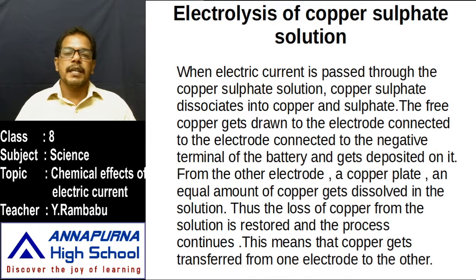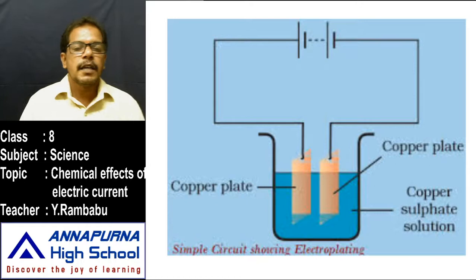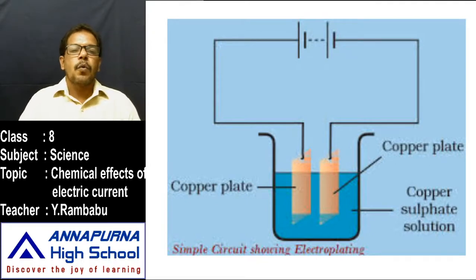Generally, on which metal is this brown color coating formed? Let us observe this diagram clearly. What has happened? In this case, these two are electrodes. The one connected to the battery's negative terminal is the cathode. That means the right side copper plate has negative charge. The one connected to the positive terminal is the anode. That means it has positive charge.